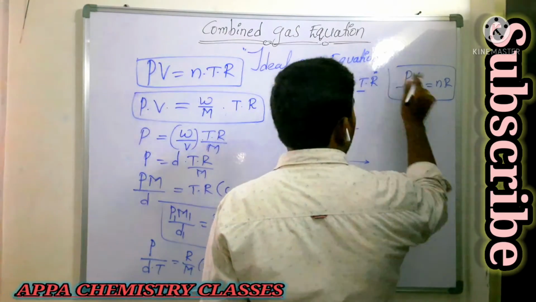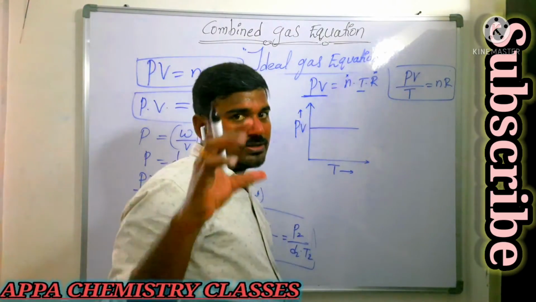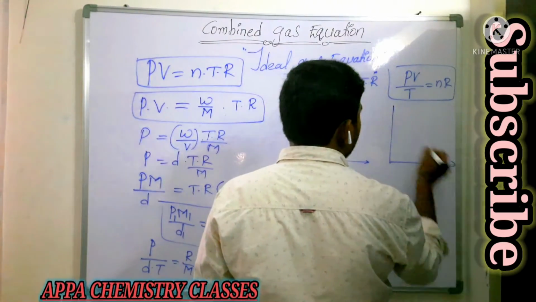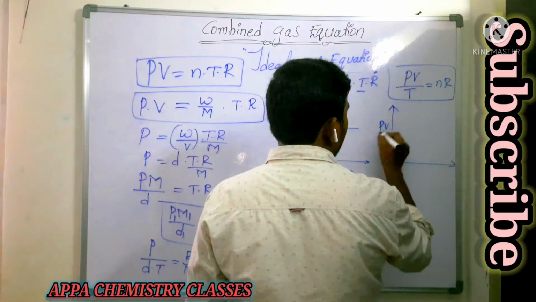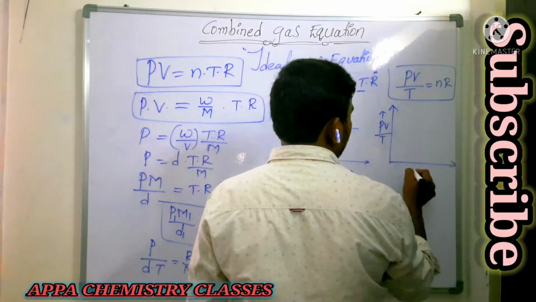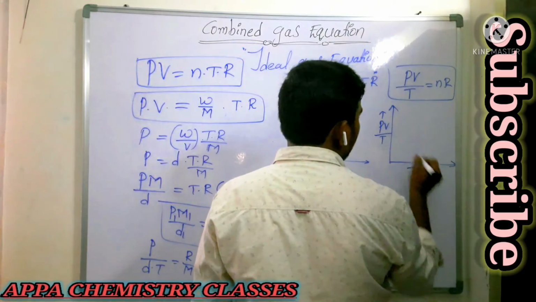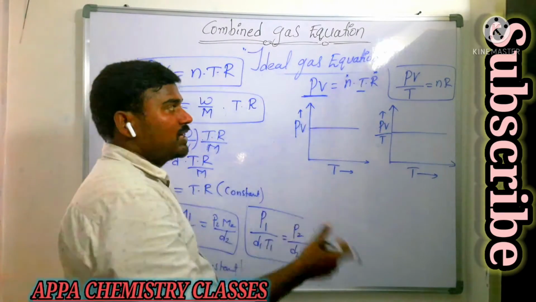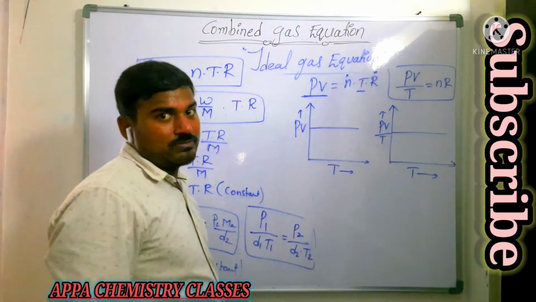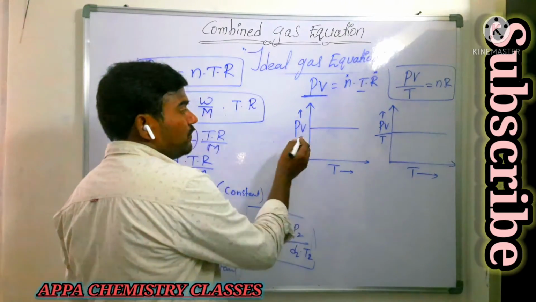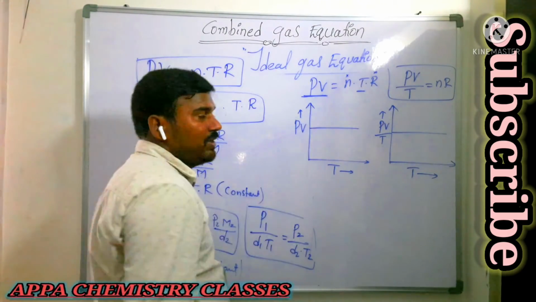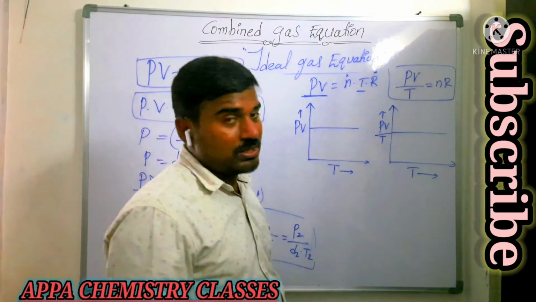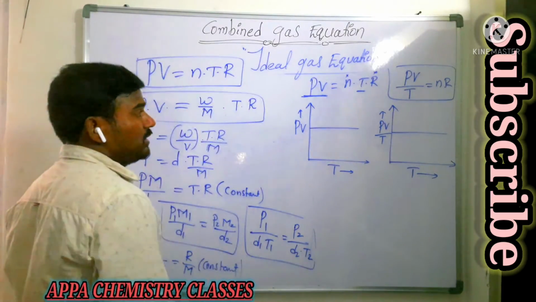So for a particular gas, the number of moles is constant in a closed container. Then PV by T also remains constant, or not? PV by T value remains constant. Versus temperature, if you are taking, it also remains constant. These two graphs satisfy the ideal gas equation. Is that clear? In the case of Boyle's law also we had seen PV versus P, versus volume, it remains constant. So that is the ideal gas equation.